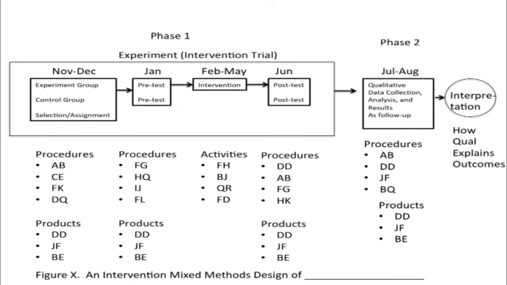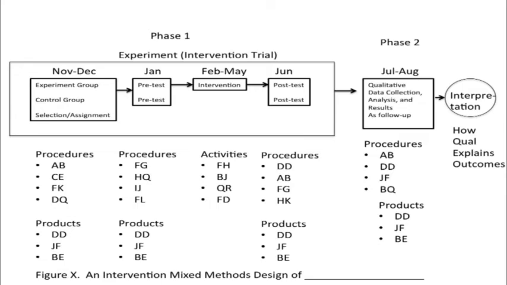Well, you can also draw a second diagram which gives a more complete rendering of the procedures. So here we see the same project. There's an experiment, an intervention trial that compares an experimental control group, both pre-test and post-test, with an intervention. And we add in the qualitative follow-up after the trial is over to explain the experimental results. We can call this, again, a 2-phase project. The experiment followed by the qualitative phase.